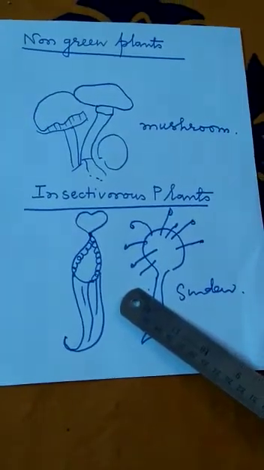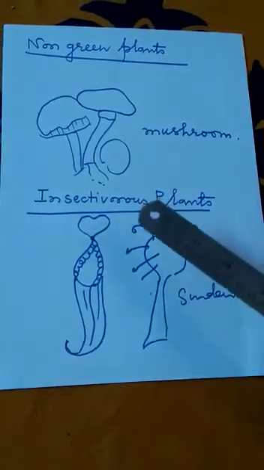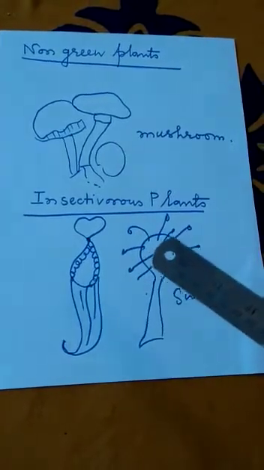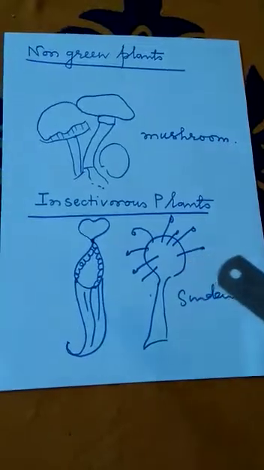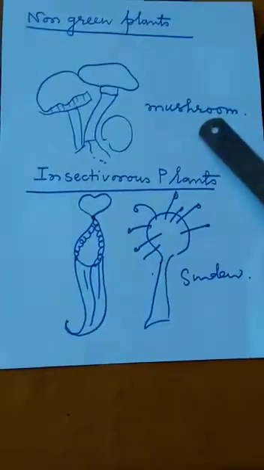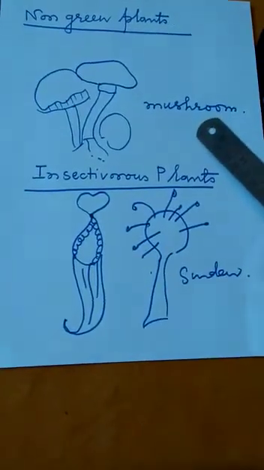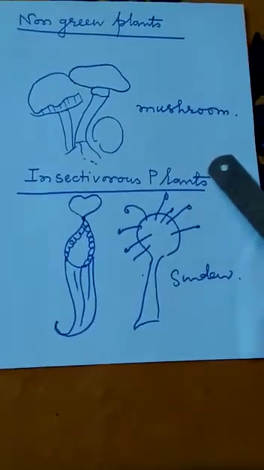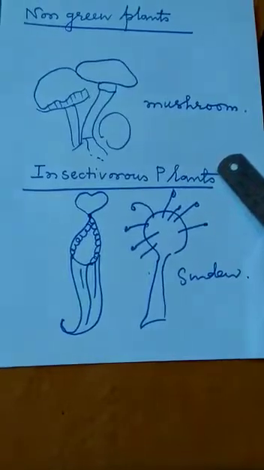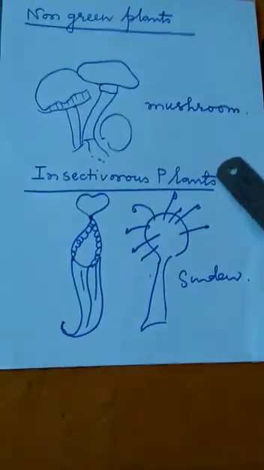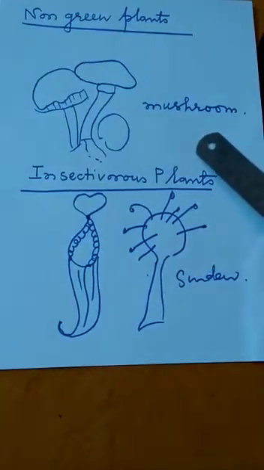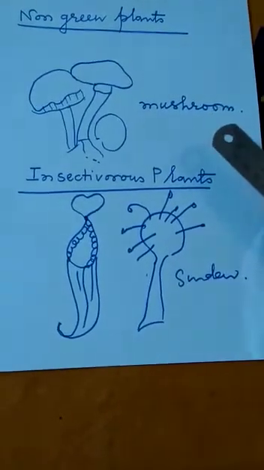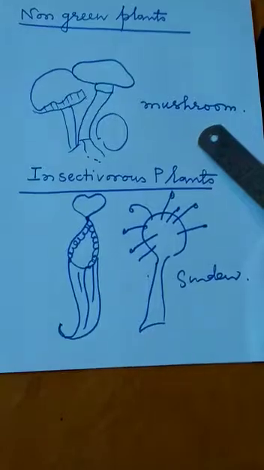So let us have a look at the mushroom. Mushroom is a non-green plant. There are certain non-green plants that do not have chlorophyll. Thus, these plants cannot prepare their own food. These plants depend on dead and decaying plants and animals for food.